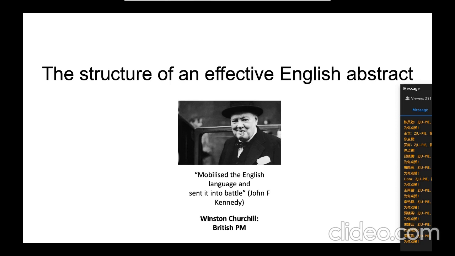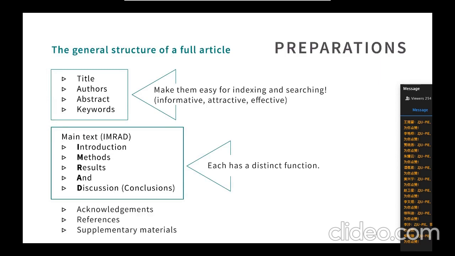Let's get started then with the structure of an effective English abstract. And here's Winston Churchill, former British Prime Minister, very famous English writer. He famously was said to have been able to do mobilization of the English language in order to send it into battle. That's what Kennedy, the famous US president at the time of the Second World War, said about Winston Churchill. I will show you how to use and edit English so that you can communicate your message and be as effective as possible in your English writing.